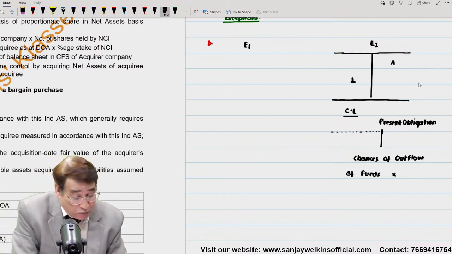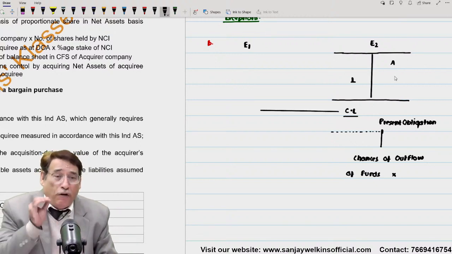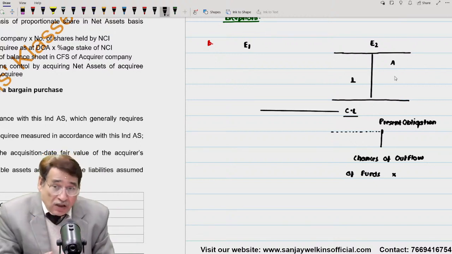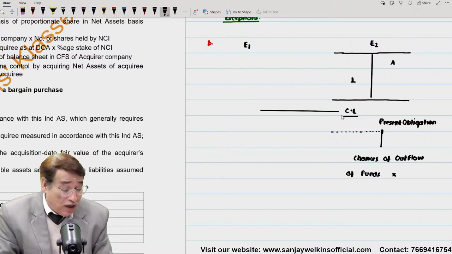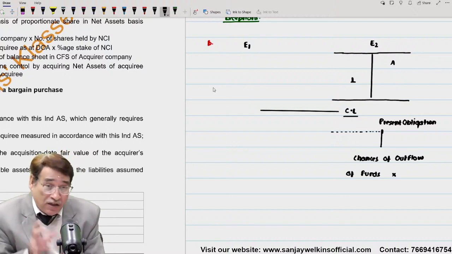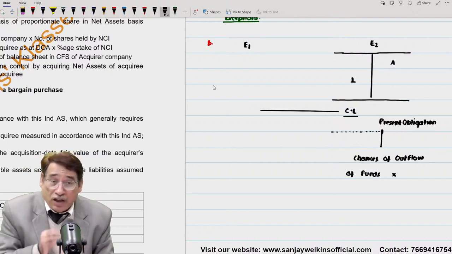Try to understand this particular point. Even though this contingent liability is not appearing in the balance sheet, we are still going to record it. Try to understand this particular point. We are still going to record it. The standard says that the acquirer company will also record the contingent liability. Is it clear to you?